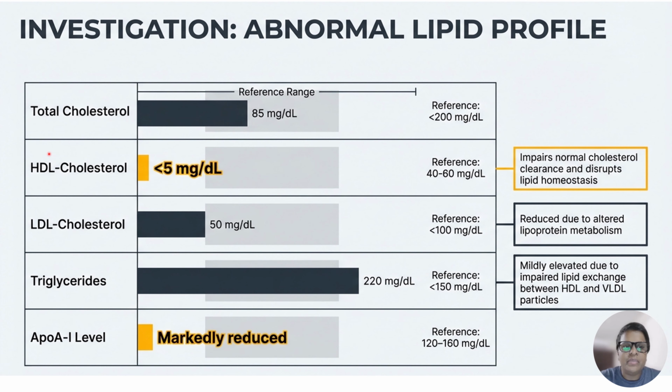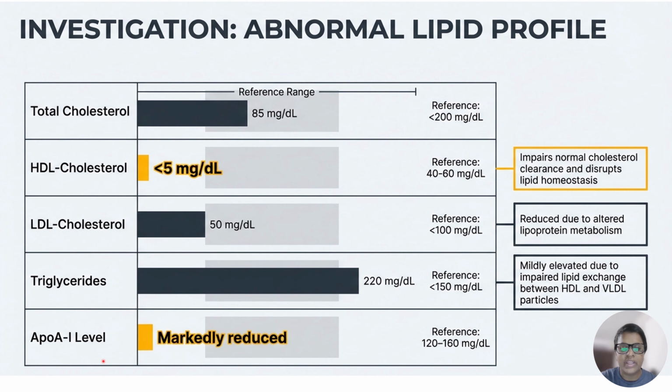So with this clinical background, we went into the investigations where a lipid profile was ordered and total cholesterol was much below the reference range, 85 milligrams per deciliter with a reference of less than 200. HDL cholesterol was very low. We have a reference of 40 to 60 and the patient had a value of less than 5 milligrams per deciliter. LDL cholesterol was also low, 50 milligrams with a reference of less than 100, and triglycerides were slightly high. Reference less than 150 milligrams per deciliter. The patient had a value of 220 milligrams per deciliter.